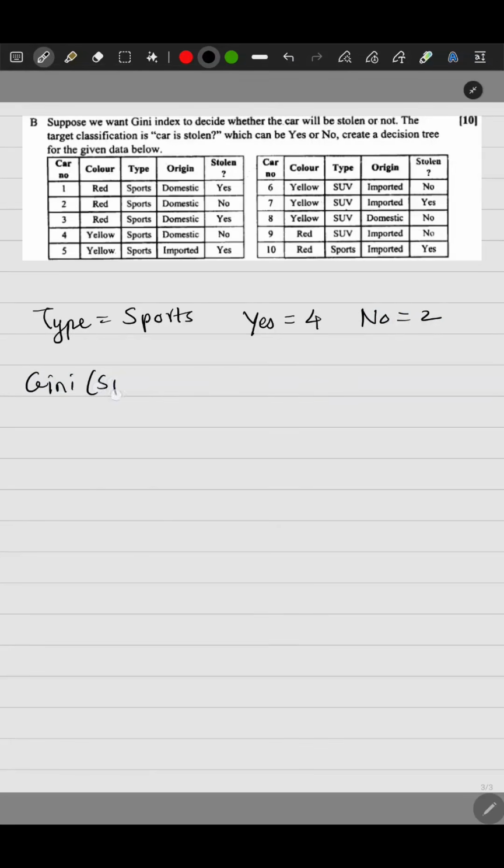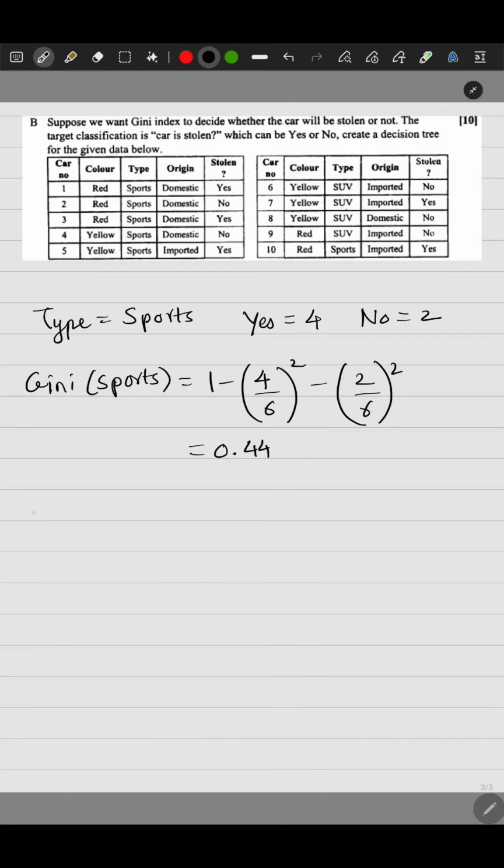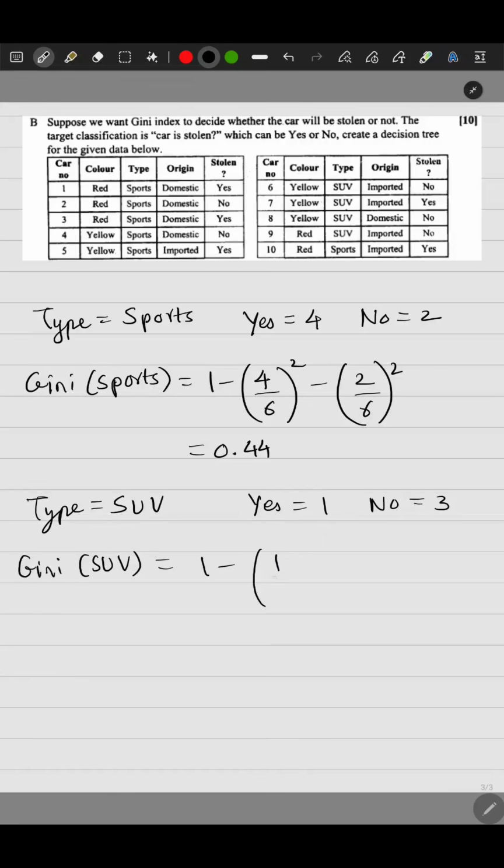So the Gini impurity of sports will be, by now you must have understood the pattern, 1 minus the probability of yes, it's stolen, (4 by 6) squared, minus the probability of no, it's not stolen, squared. If you calculate this, it comes out to be 0.44. Now for type equal to SUV, only 1 SUV has been stolen and 3 SUVs have not been stolen. So Gini of SUV is 1 minus (1 by 4) squared minus (3 by 4) squared, which comes out to be 0.375.